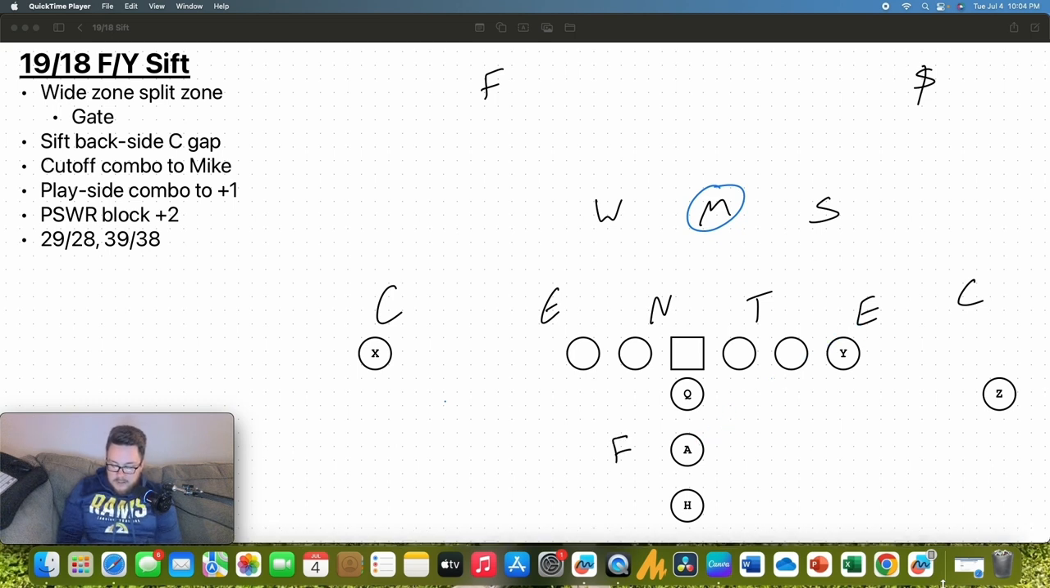If the fullback is on the play side, he's going to have the quarterback boot out, and then he's going to get between the quarterback and the offensive line to make that sift block.